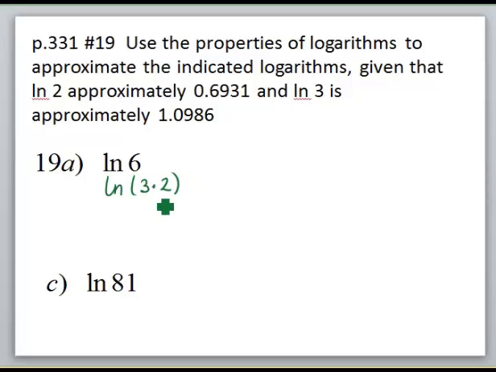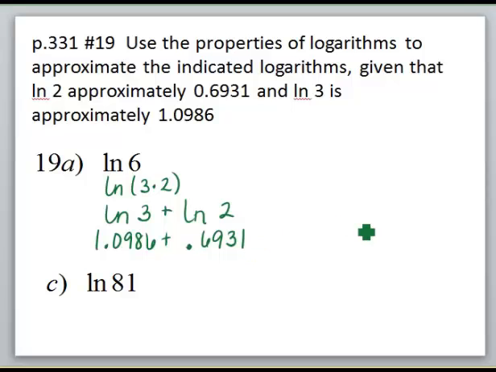The property when you have two things that are multiplied together is that you can separate them by putting a ln 3 plus the ln of 2. This is the natural log of 3 plus the natural log of 2. Then what I can do is go ahead and replace that as 1.0986 plus the ln of 2, which is 0.6931. Those will add to give me approximately 1.7917.